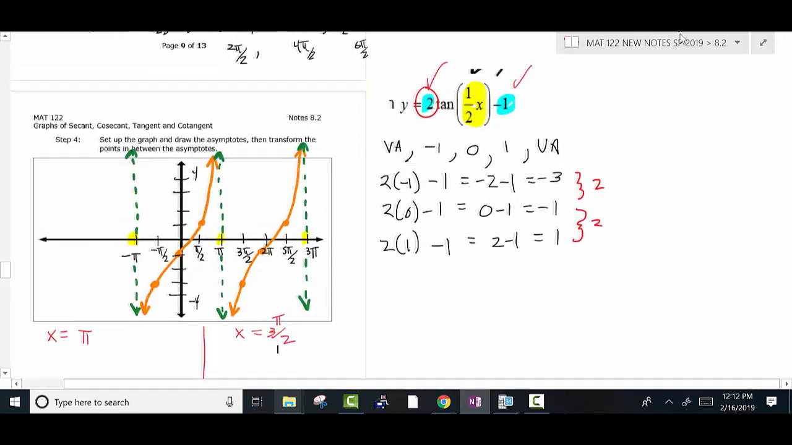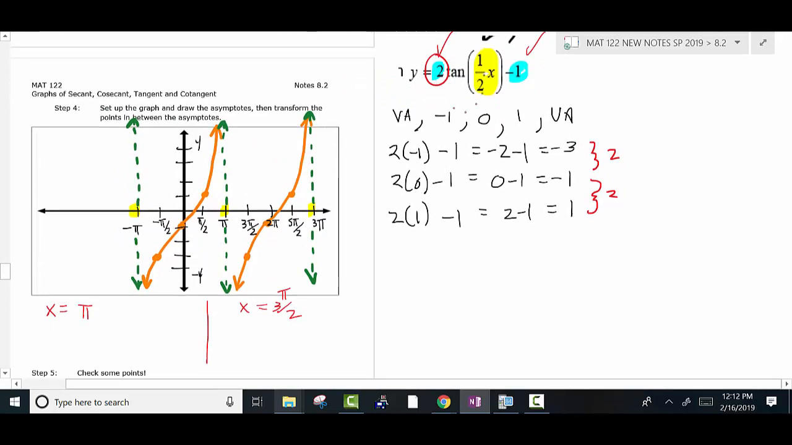Okay, so I'm going to zoom in on this just a little bit. We're just plugging into that function. So what we'll have is y equals 2 tangent of 1/2 pi minus 1. Well, the key thing on this one is that this is undefined. The tangent of pi over 2 is undefined, so we expect to get an asymptote at pi, and we do. So that proves that you have an asymptote there.